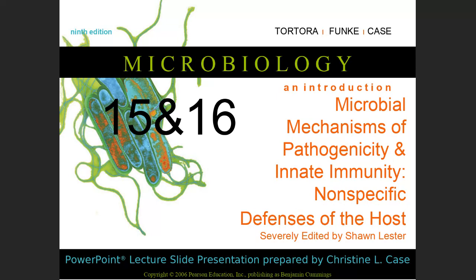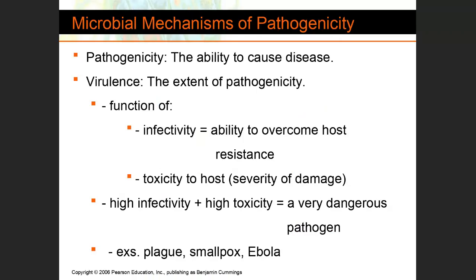So when it comes to pathogenicity, remember we talked about a pathogen as a disease-causing organism and pathogenesis as the development of disease. So now we're going to see pathogenicity. And this lecture just has bits and pieces from chapters 15 and 16, so not the whole thing. But pathogenicity is the ability to cause disease. So now we're talking about the ability to cause disease. That's pathogenicity.